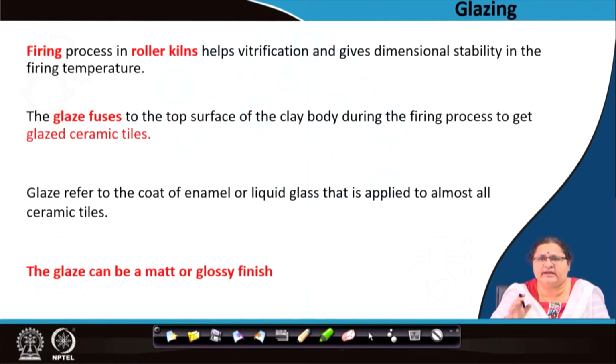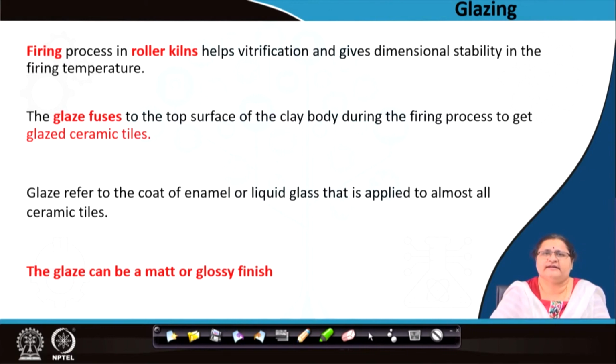If you don't spray the glazing on top of it, it will remain unglazed. Yes, ceramic tiles are of two types, one is unglazed type, one is glazed type. Glaze, as you see, it is written, refers to the coat of enamel or liquid glass that is applied to almost all the ceramic tiles. Now again, glaze can be matte, glaze can be glossy in finish.